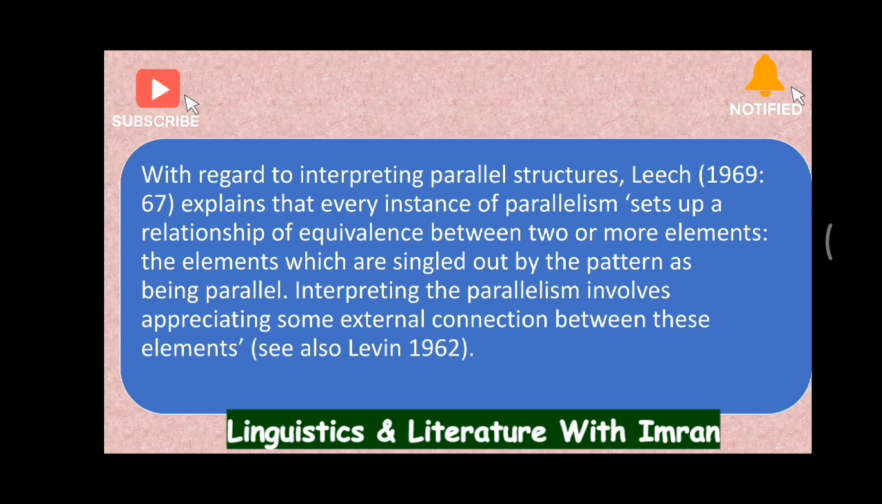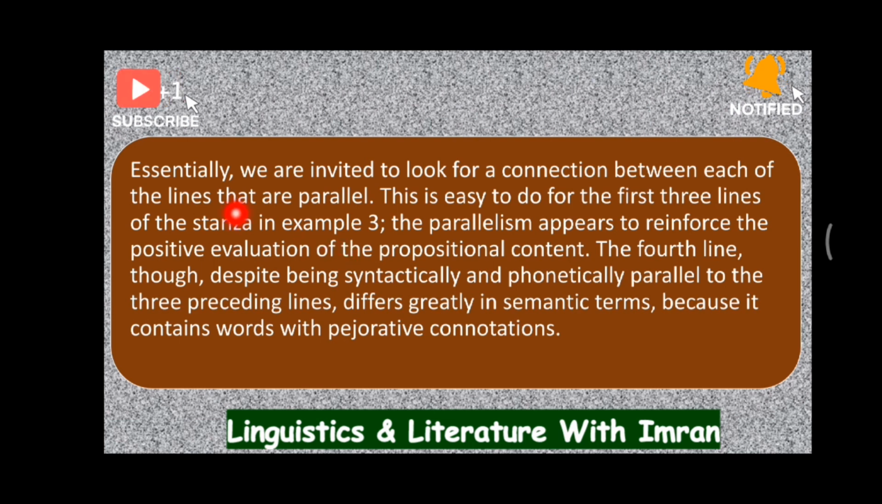When we talk about semantic parallelism, we see what the external connection is between each line and each stanza. Essentially, we are invited to look for a connection between each of the lines that are parallel. We can have internal parallelism or we can have external parallelism. So semantic parallelism is an example of external parallelism. And syntactic parallelism, phonological parallelism or morphological parallelism would be examples of internal parallelism. Similarly, pragmatic parallelism would also be an example of external parallelism.